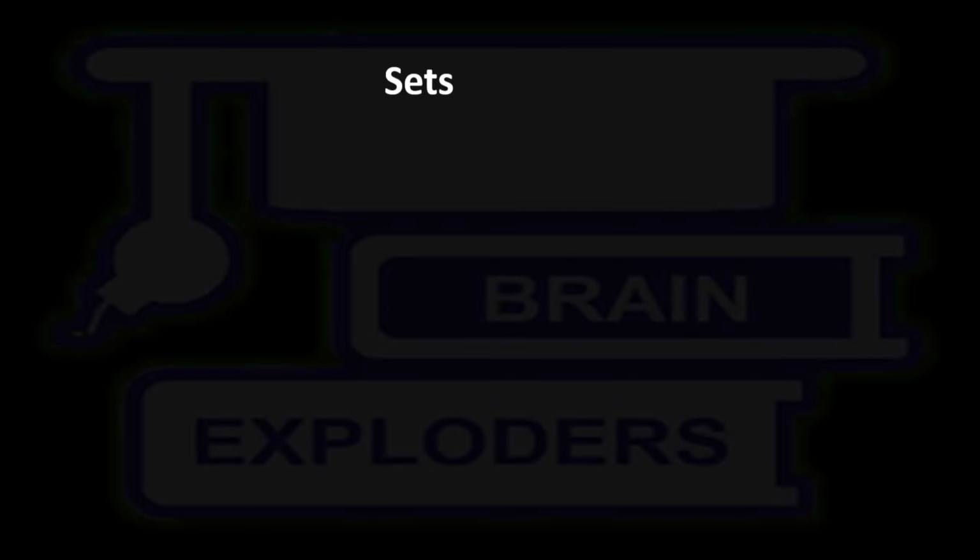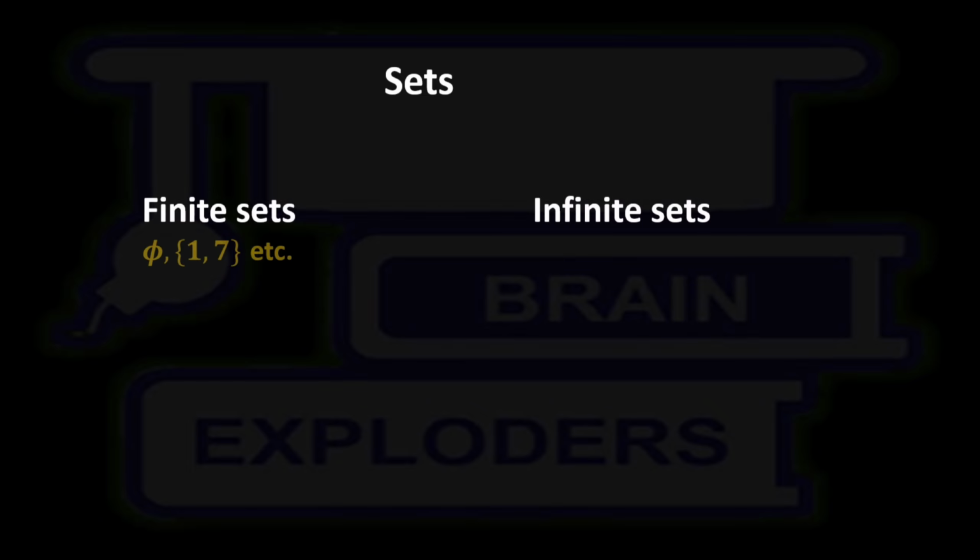We can define sets on the basis of cardinalities as finite sets and infinite sets. Finite sets have a finite number of elements, like 0 elements, 2 elements, 3 elements, 100 elements, and so on. And infinite sets have an infinite number of elements, like natural numbers, rational numbers, real numbers, etc.